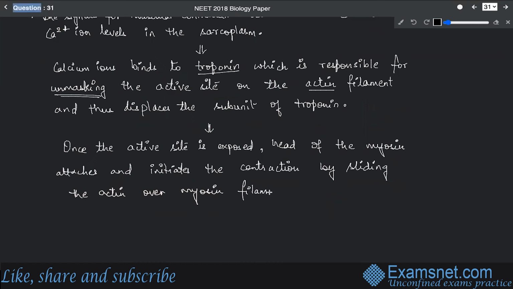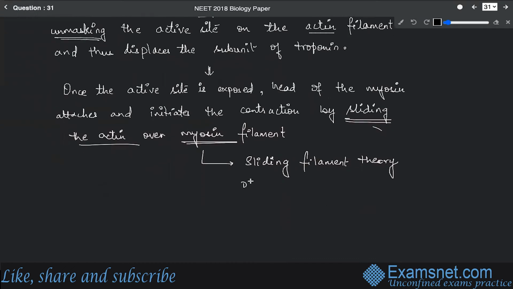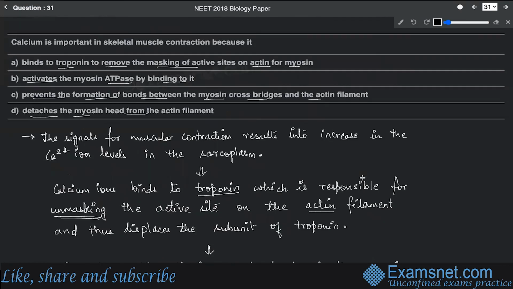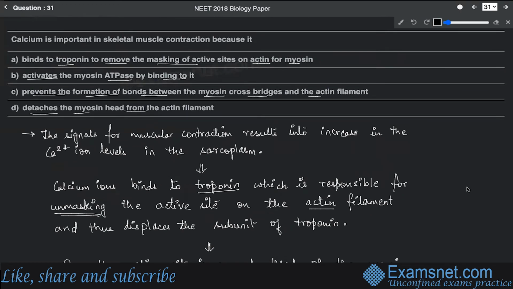So this is how the process of muscular contraction takes place, and that's why this method is considered to be the sliding filament theory of muscular contraction. So basically, there are three important things which are required, that is troponin, actin, and myosin. So there are two important filaments, and troponin are basically the proteinaceous molecules.